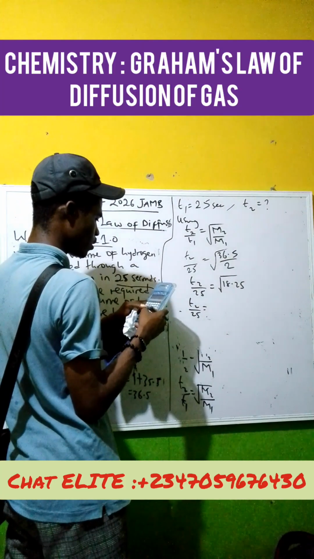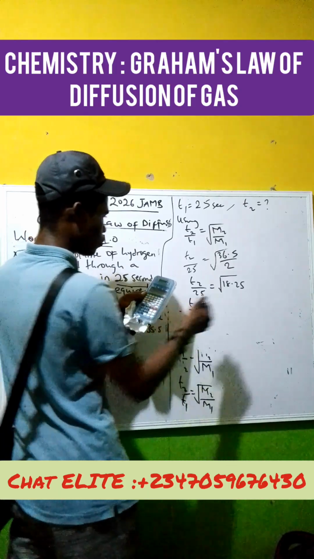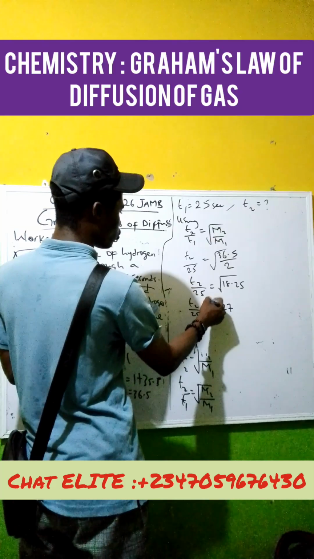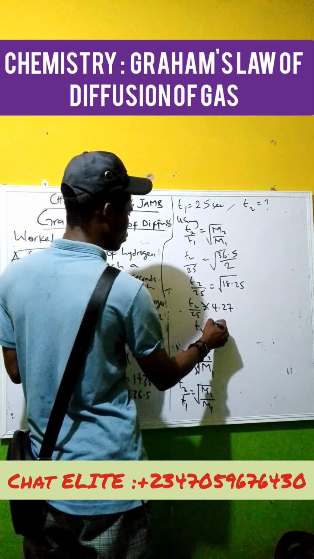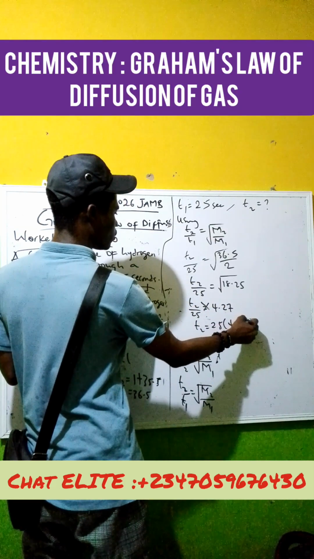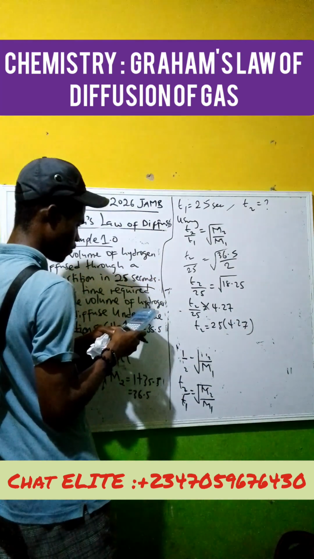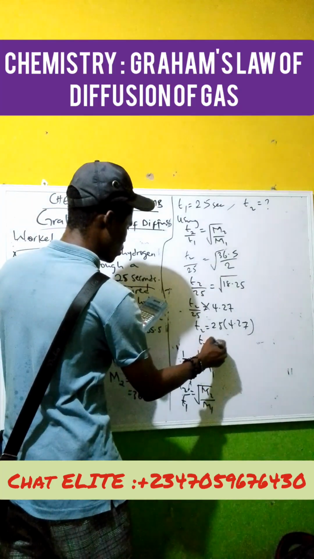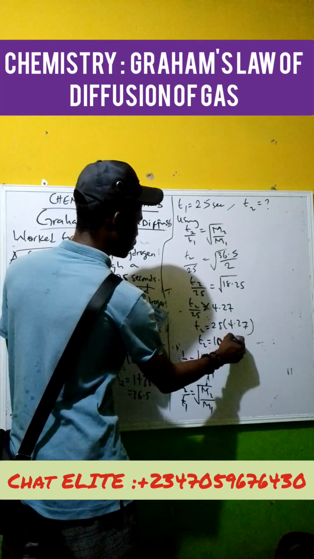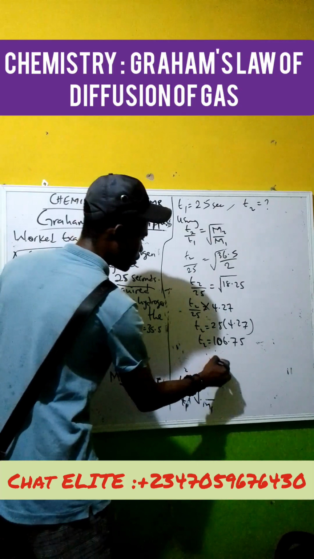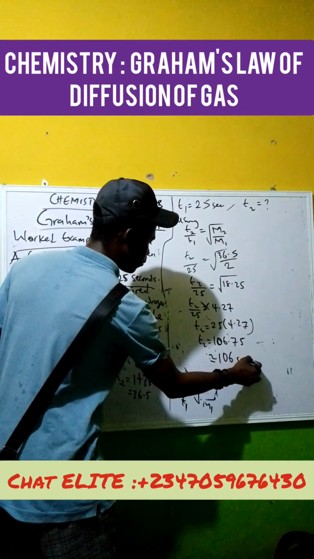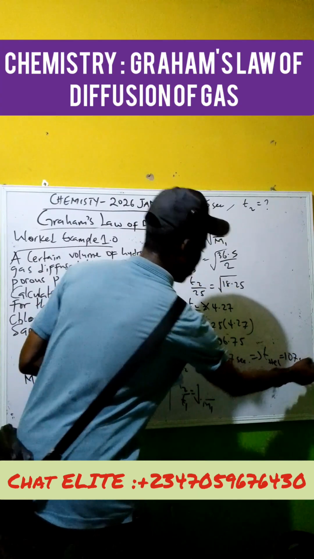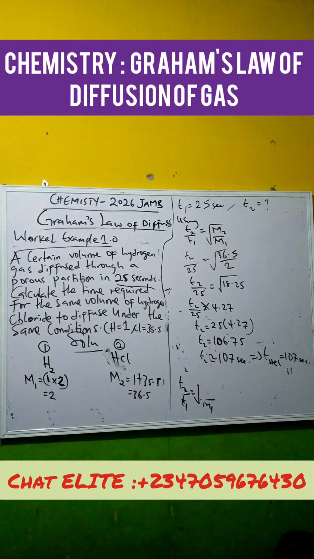What's the square root of 18.25? We're having 4.27. By the time you cross multiply, T2 equals 25 times 4.27. Multiplying it, we're having 4.27 multiplied by 25, so at the end of the day T2 equals 106.75, which is approximately 106 seconds. So this is the time.